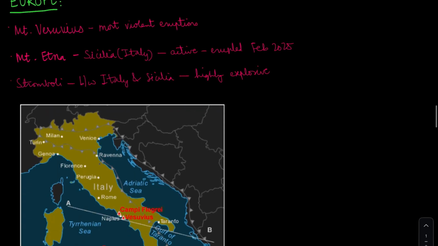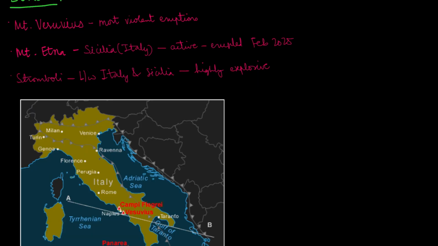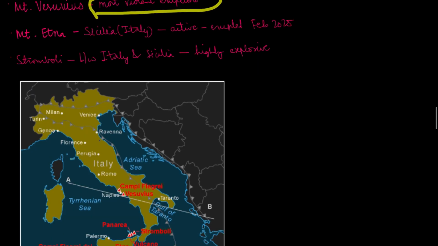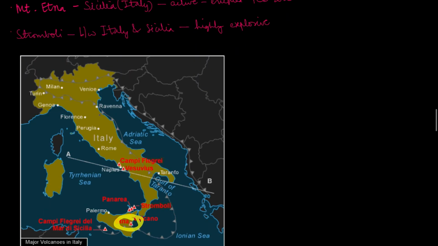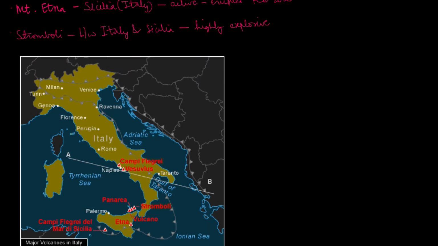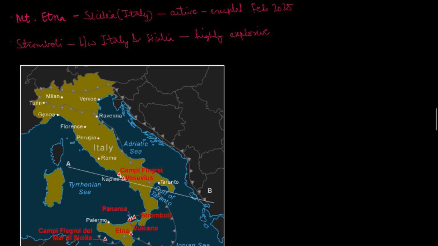Moving to Europe, Europe has Mount Vesuvius, which is known for the most violent eruptions. Mount Vesuvius is over here in Italy. Then we come to Mount Etna. Mount Etna is in Sicily, in Italy, and it is also active, and it erupted recently in February 2025. So Mount Etna is in Italy over here. You could see it is near the coast of the Ionian Sea.